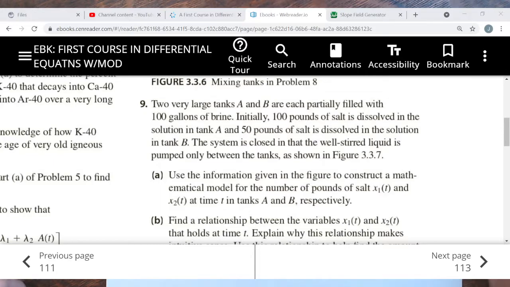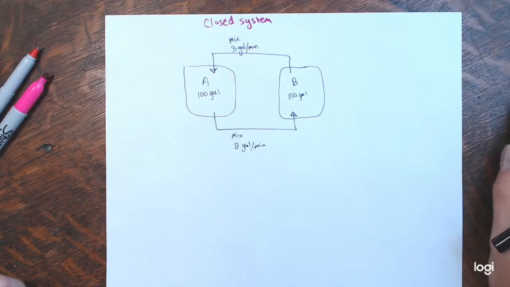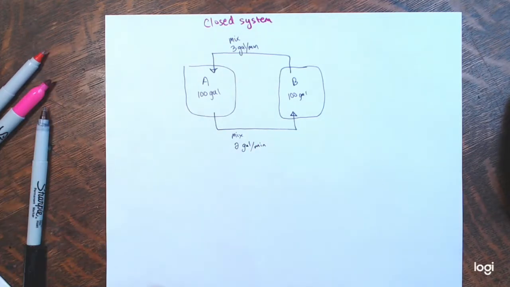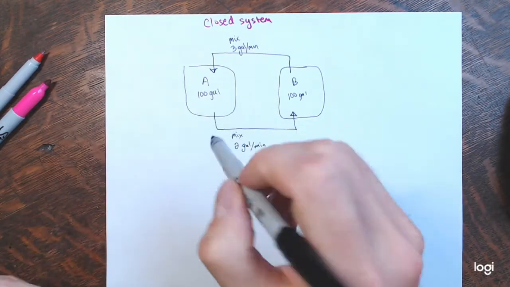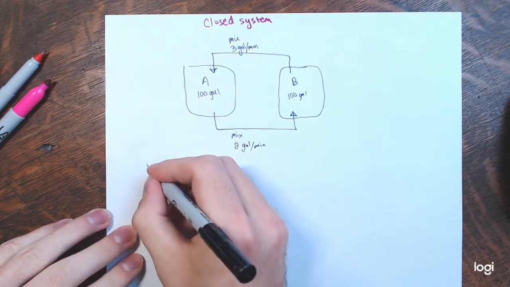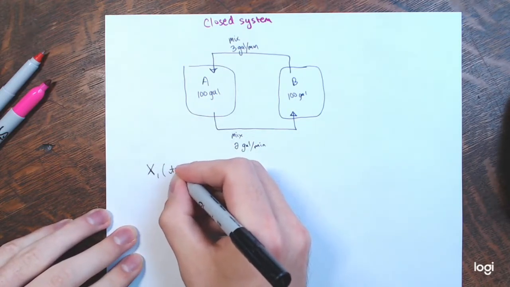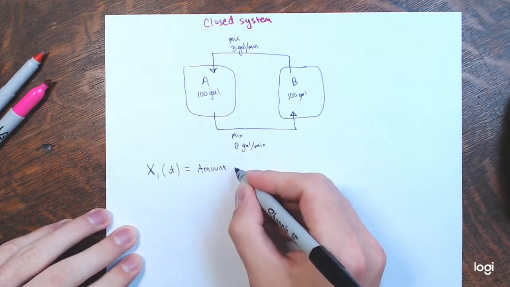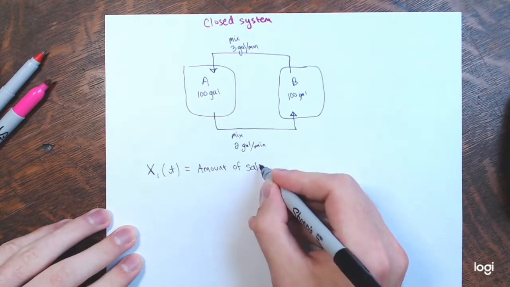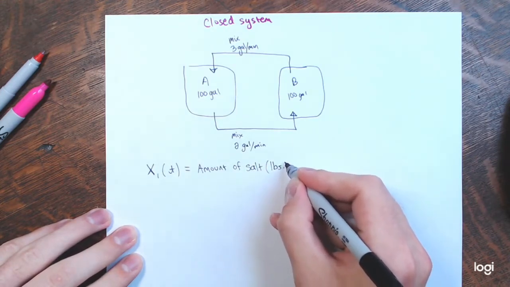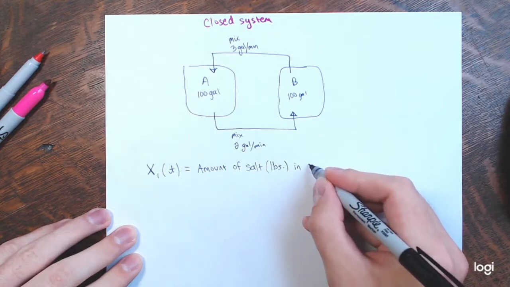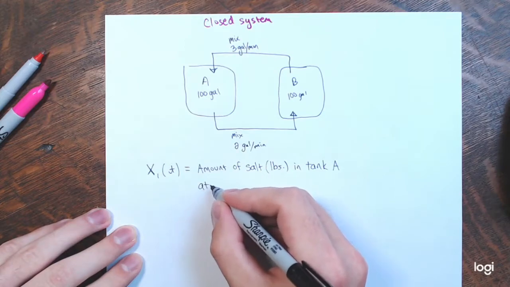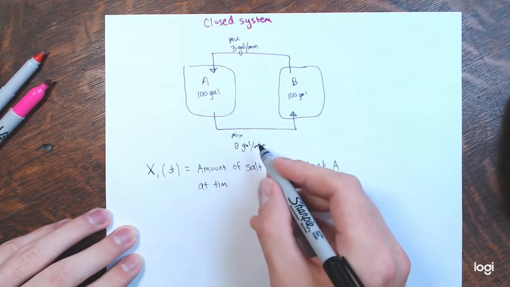All right, so again, back to my drawing here. Just as before, let's say x1 of t is the amount of salt in pounds, right? The number of pounds of salt in tank A at time t, where time is in minutes, it looks like. Right?